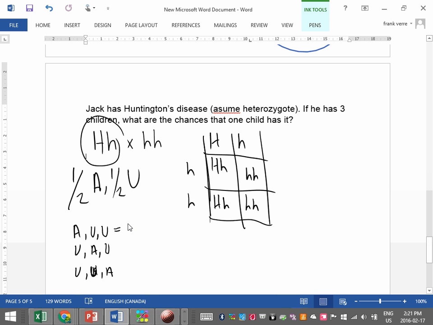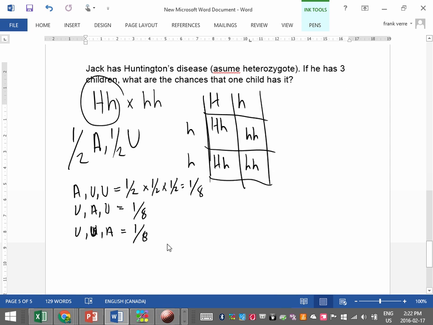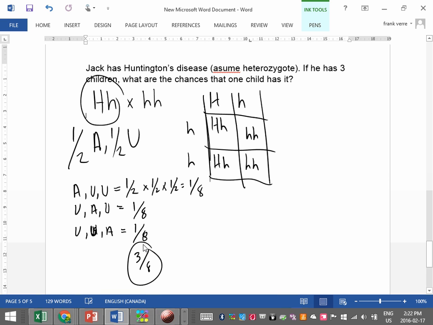So, what's the odds of being affected? What's the odds of being unaffected? And the odds of being unaffected? So, this sequence is 1 in 8. This sequence must also be 1 in 8, and this sequence must also be 1 in 8. It is, yeah. So then the answer for this is 3 out of 8 because you do the sum rule now.